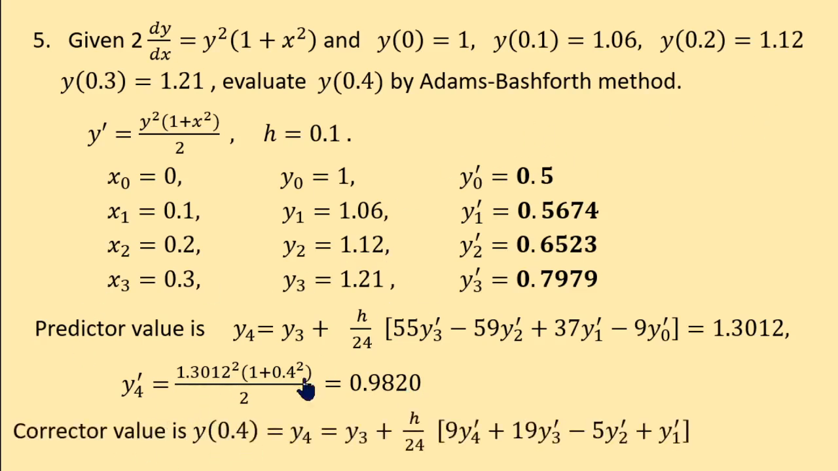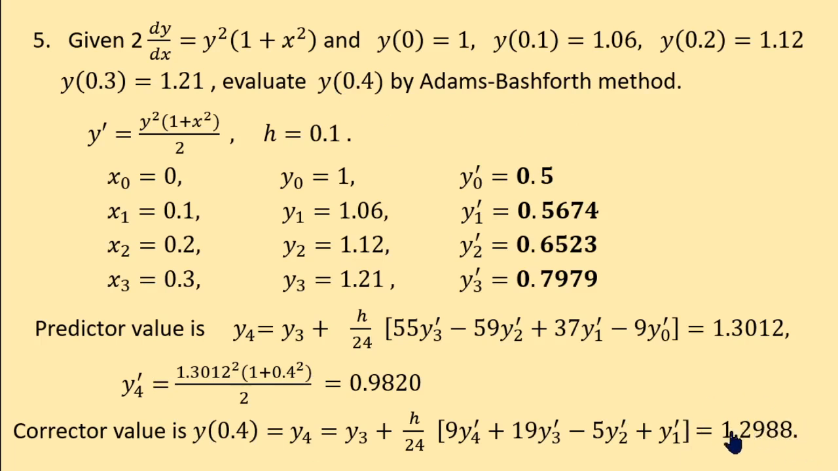Then use the corrector value. Corrector formula of Adams-Bashforth is y at 0.4, that is y4, is y3 plus h by 24 [9 y4 dash plus 19 y3 dash minus 5 y2 dash plus y1 dash]. y3 1.21 plus 0.1 by 24 [9 into 0.9820, which we just calculated, plus 19 into 0.7979 minus 5 into 0.6523 plus 0.5674], that is equal to 1.2988.